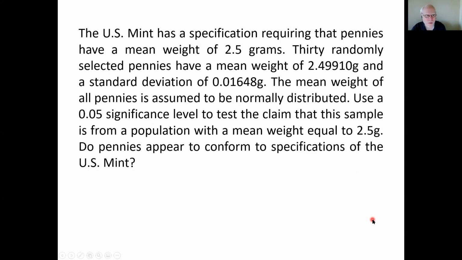So here's another example. The US Mint has a specification requiring that pennies have a mean weight of 2.5 grams. 30 randomly selected pennies have a mean weight of 2.49910 grams and a standard deviation of 0.01648 grams. The mean weight of all pennies is assumed to be normally distributed. Use a 0.05 significance level to test the claim that this sample is from a population with a mean weight equal to 2.5 grams. Do pennies appear to conform to specifications of the US Mint?